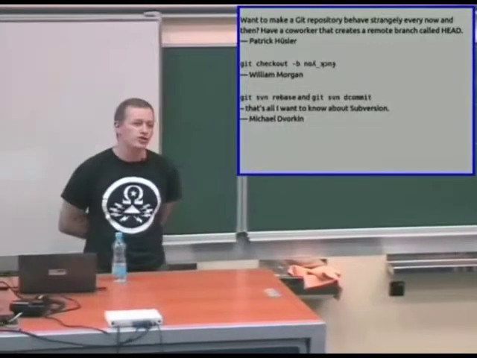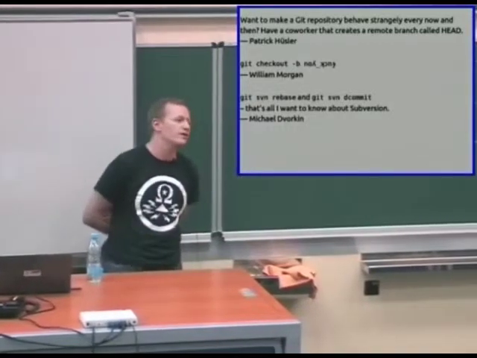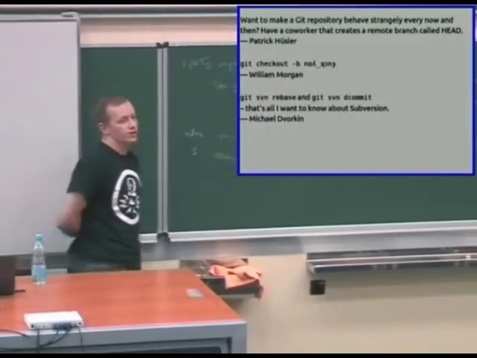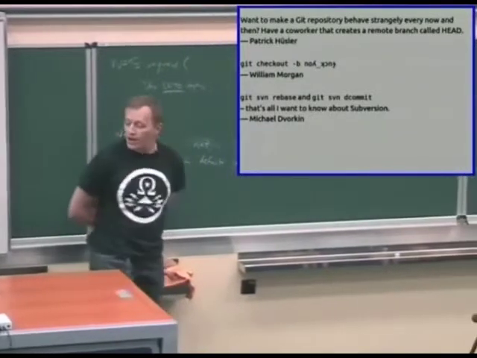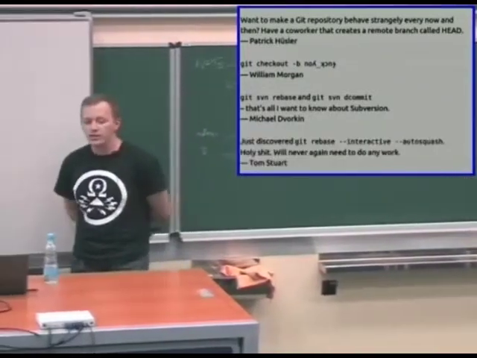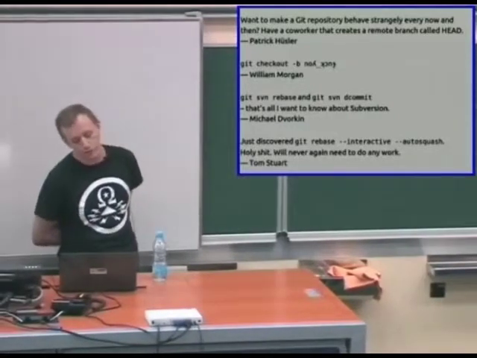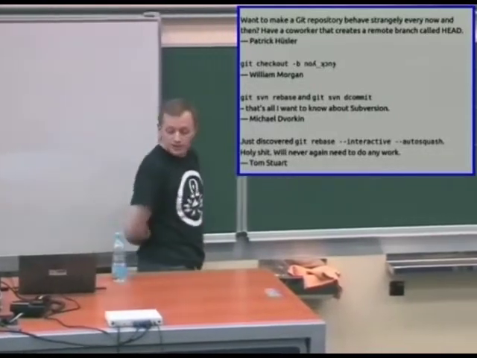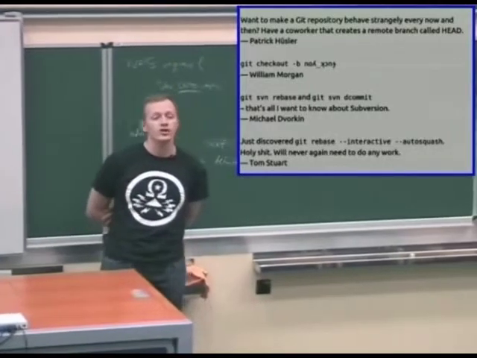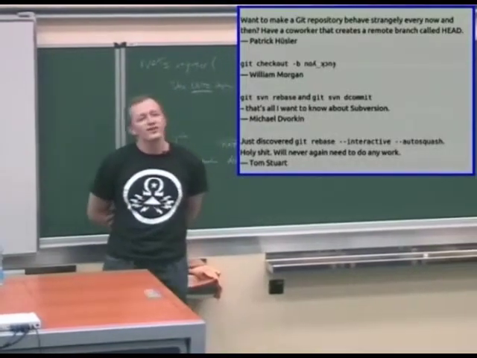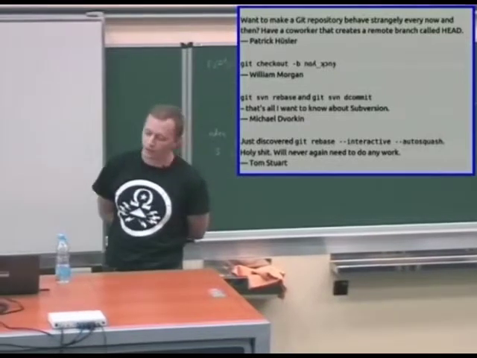You can use Subversion remotes with Git, which is how I ended up working with a certain project that used Subversion for years on end. And actually the tweet that made me present this talk was this one from Tom Stuart about git rebase --interactive --autosquash, which is one of the very nice Git features that not many people know about.